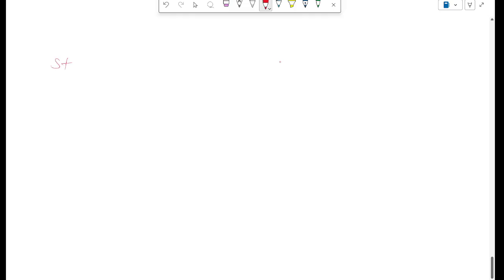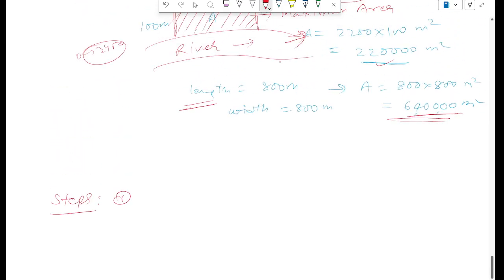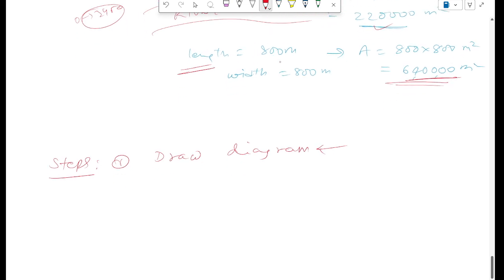What are the steps? What do we do in this kind of problem? First, let me enumerate the steps. First, we draw the diagram, so that we understand completely what the problem is saying, what we are trying to figure out. Second, we define the variables.